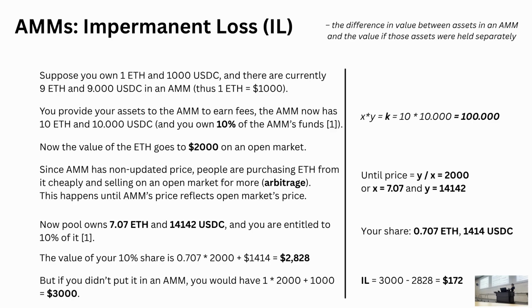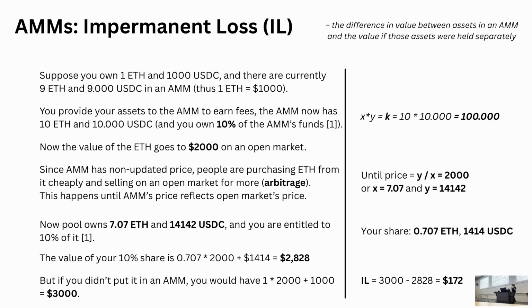So the market value in USD terms of your 10% share is 0.707 times 2,000, because Ethereum is now worth $2,000, plus 1,400, which is roughly equal to 2,828. And by the way, your initial value at the initial prices of $1,000 was just 2,000. So it looks like you made $800 profit. Started with 2K, but ended with 2,800.